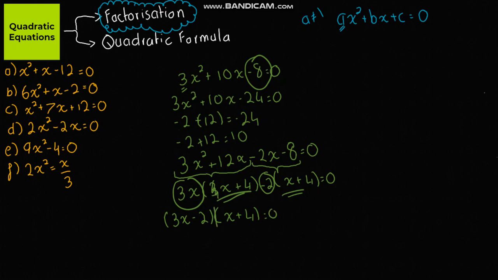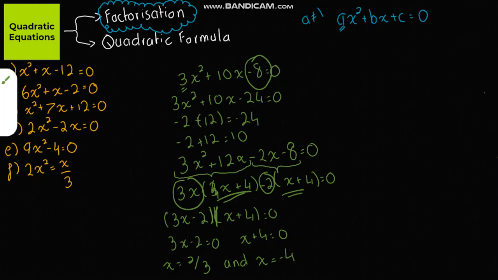All this, we split them up, which makes it 3x minus 2 is equal to 0 and x plus 4 is equal to 0. Therefore x is equal to 2 over 3 and x is equal to negative 4. So that was from last lesson.